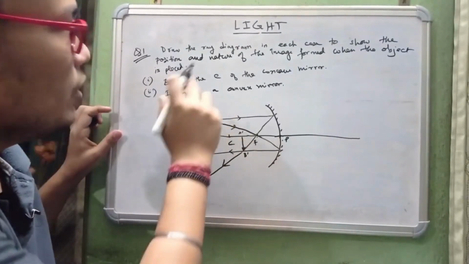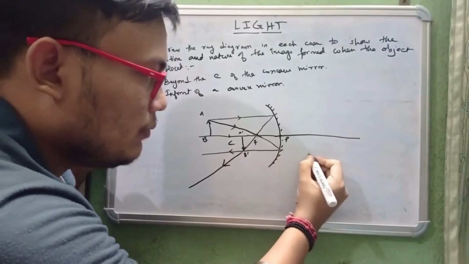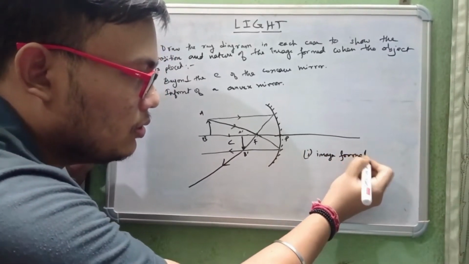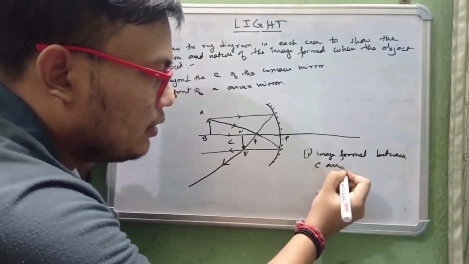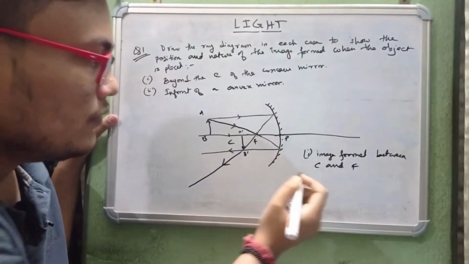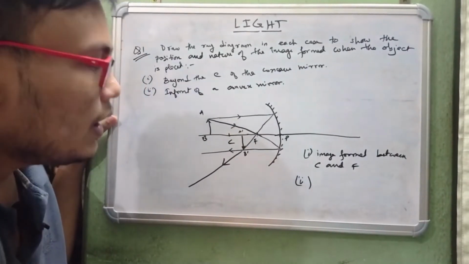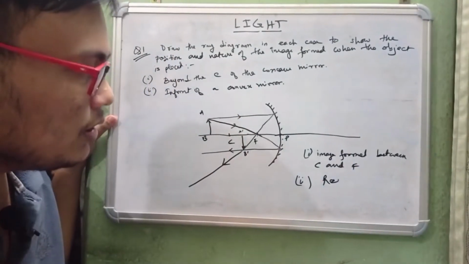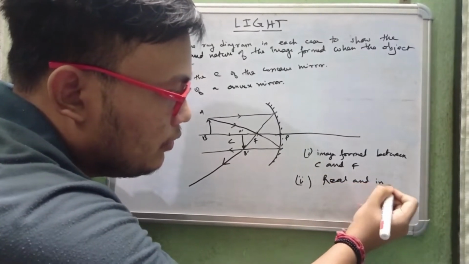So what you have to tell is the position and the nature of the image, right? So the position will be: image formed between C and F. And what will be the nature of the image? We can see from the ray diagram that it is inverted and real, as it's formed on the same side of the mirror as that of the object. So real and inverted.